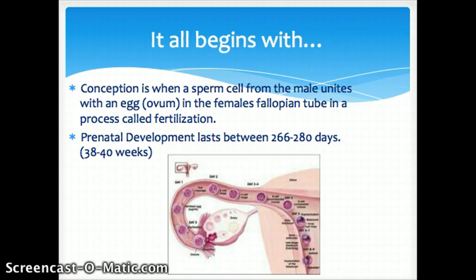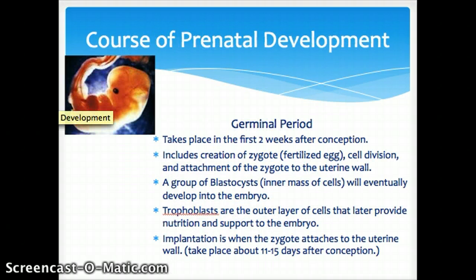It can be divided into 3 periods known as germinal, embryonic, and the fetal period. The germinal period takes place in the first 2 weeks after conception. This is when the fertilized egg, called a zygote, is created, and then cell division and attachment of the zygote to the uterine wall. Rapid cell division by the zygote continues. This process is known as mitosis.